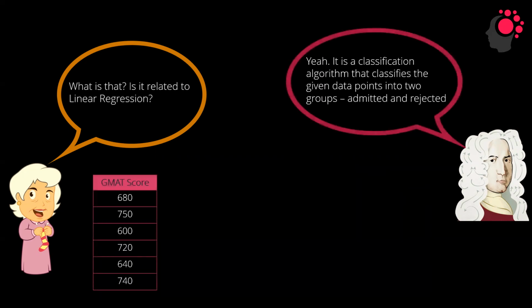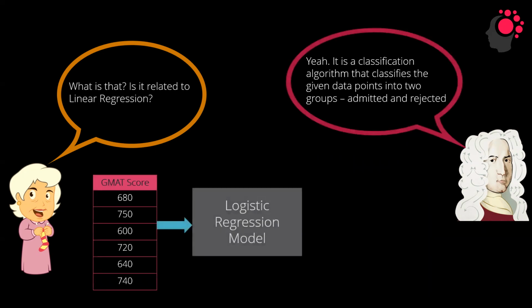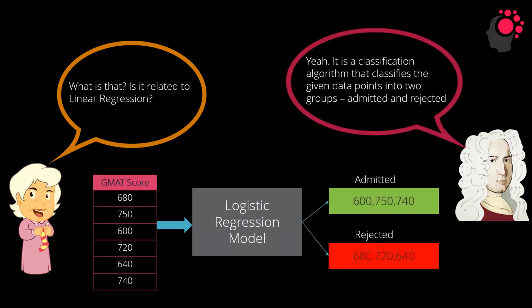Right? And when Agatha asked whether this is related to linear regression, Bernoulli said, somewhat. It is a classification algorithm. It's not trying to predict a continuous output variable, as in linear regression. Here we're dealing with a different type of output variable. And Bernoulli said, this is the equation: minus 6.7 plus 0.012 times GMAT score. And this is where we stopped.